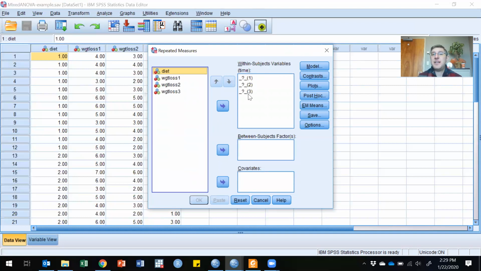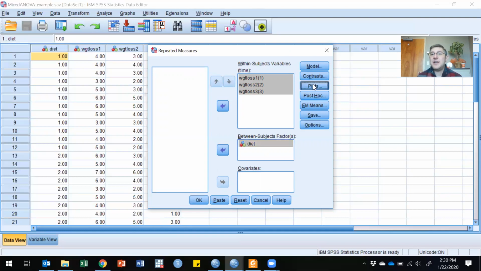We need to tell SPSS, well, what are those 3 within subject variables? And here they are. We named them weight loss 1, 2, and 3. And then diet here is a between subjects factor. Bring it over here to the between subjects factor.